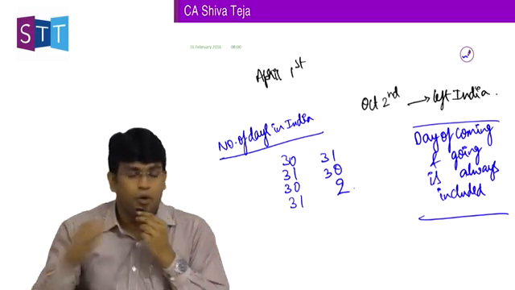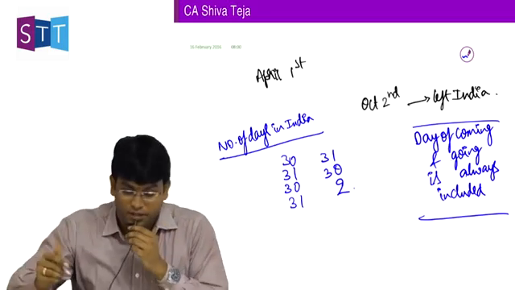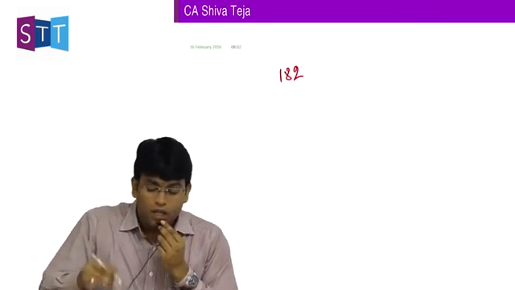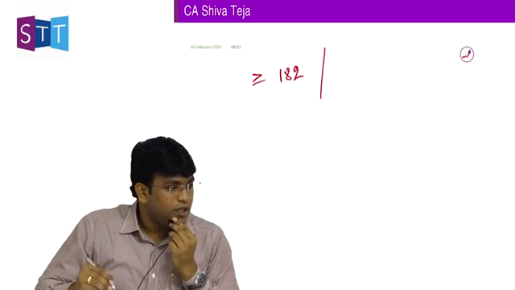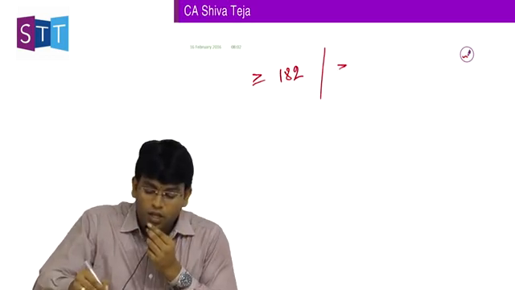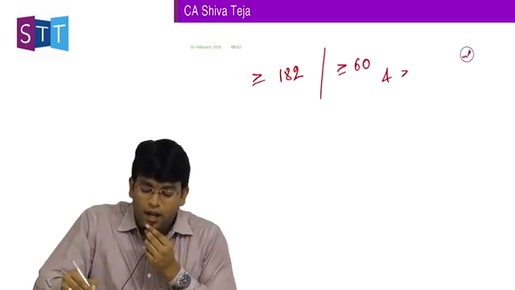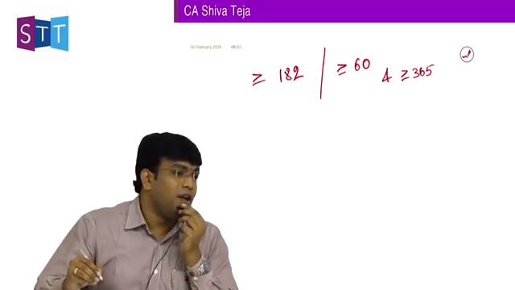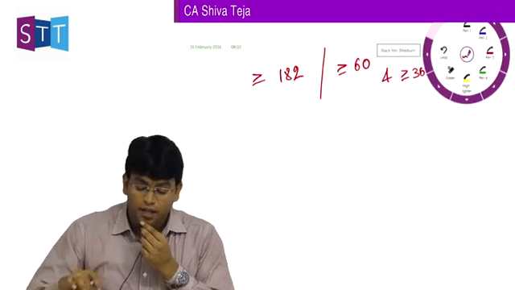Perfect? Now, something very important, please concentrate. Friends, if you observe, we basically have 2 conditions. Number 1, greater or equal to 182. Number 2, greater or equal to 60 and greater or equal to 365 in the last 4 years. Now please concentrate.